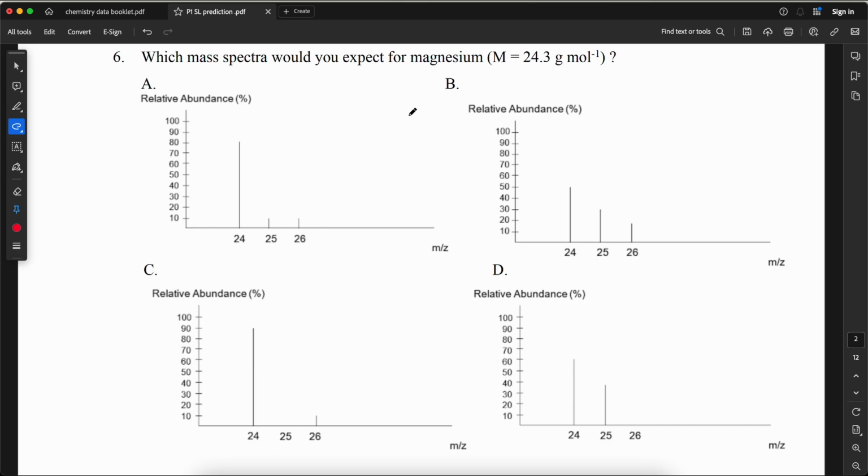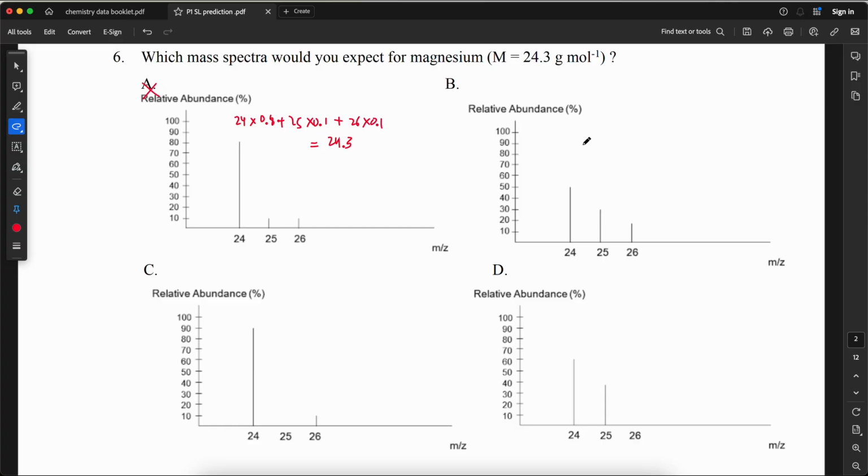Which mass spectrum would you expect for magnesium with relative atomic mass 24.3? Let's calculate this. That would be 24 times 0.8, plus 25 times 0.1, plus 26 times 0.1, which is 24.3. This is the answer.